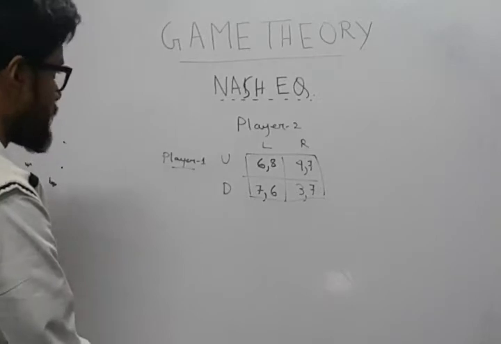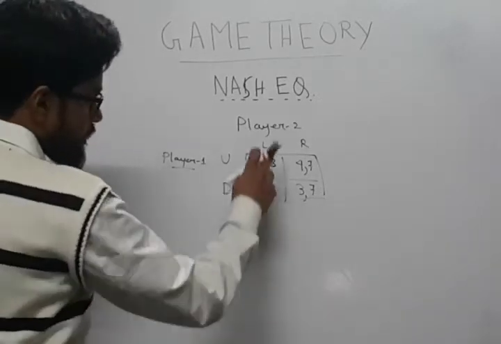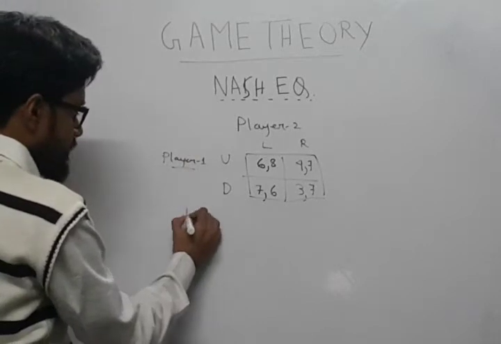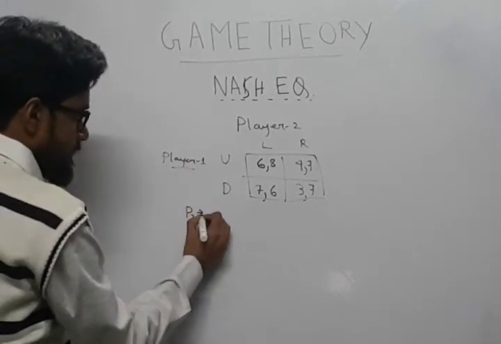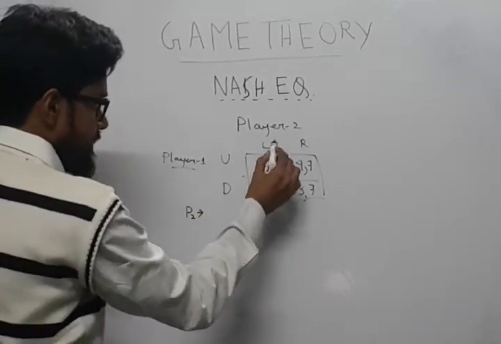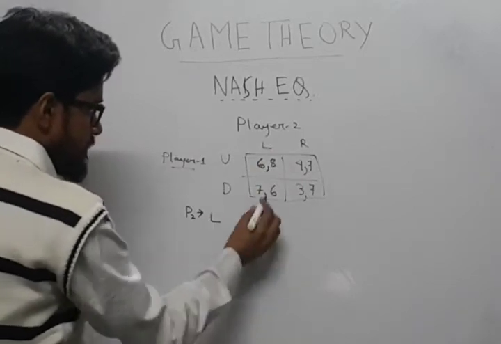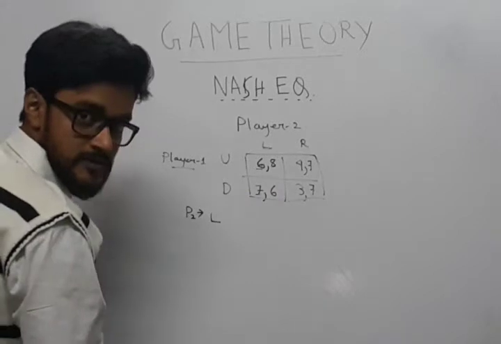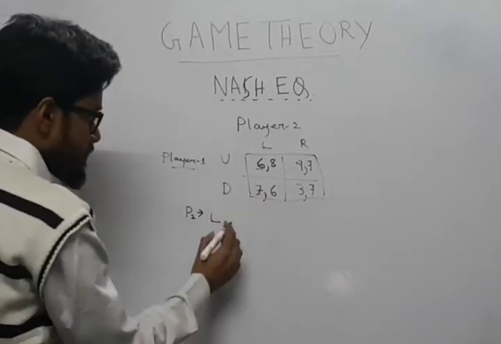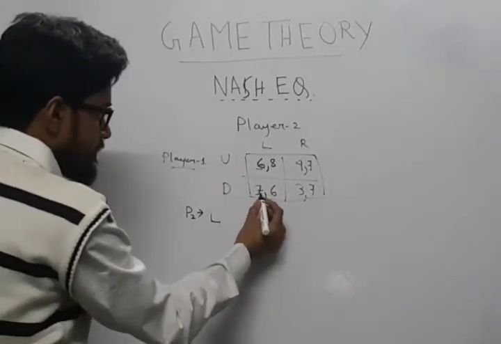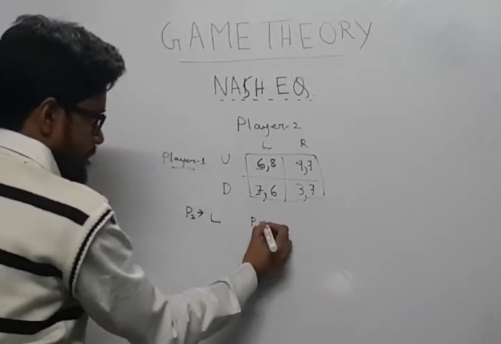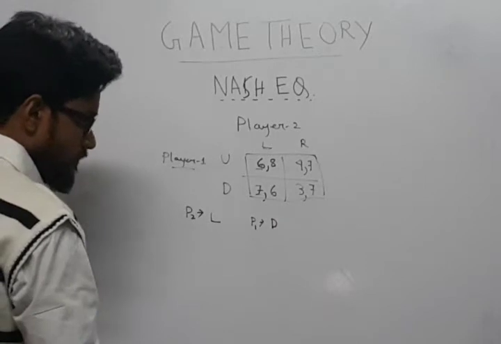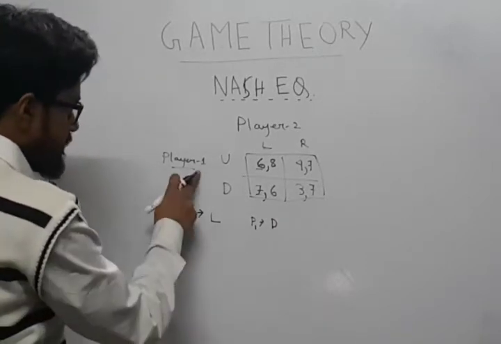First we'll write down, for player 2 being the first mover, what player 1 will play. When player 2 plays L, player 1 will either choose this or this. As you can see, 7 is greater than 6, so player 1 will play 7, which is D.